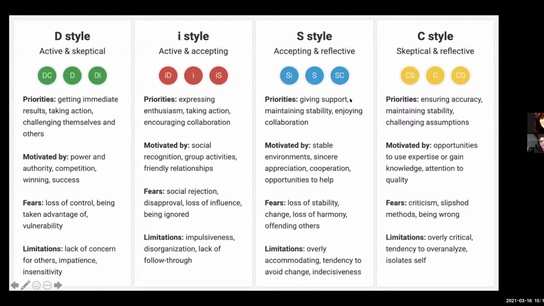Then also fears: when the fears come out and start influencing the process, when I need to take this into account, and what the typical limitations of the styles are. That is where people might be limited, not necessarily always, but these are typical limitations connected with the different styles. Okay, are you ready for the quiz?